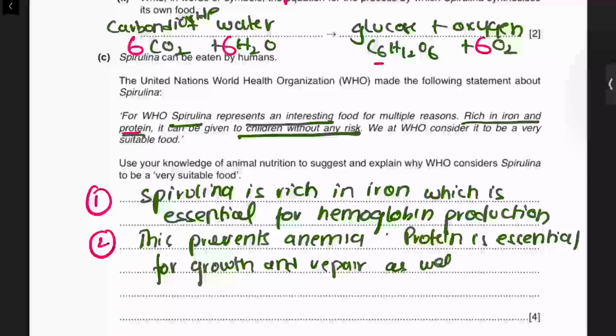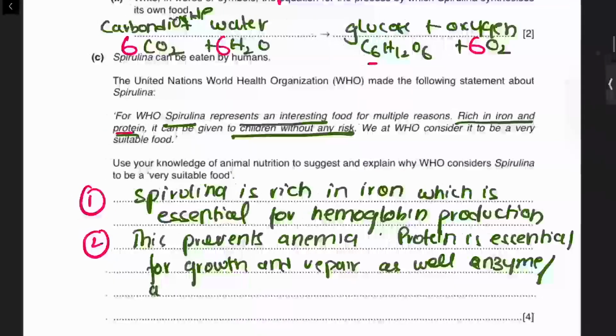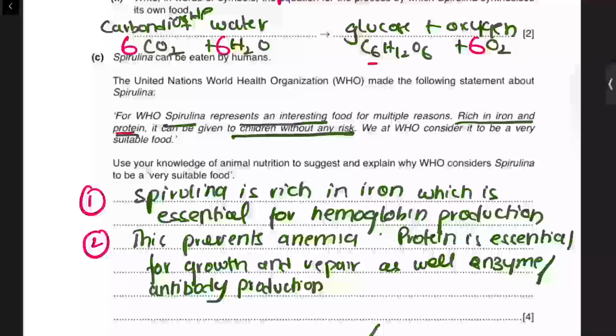As well as, you can say, enzyme or antibody production. Don't write hormones. Actually, no, you can write enzymes, and you can write antibody production / antibody. When I put a slash like that, it means you can use either of these 2 words, antibody production. So that will give you 4 marks. We can go on ahead.